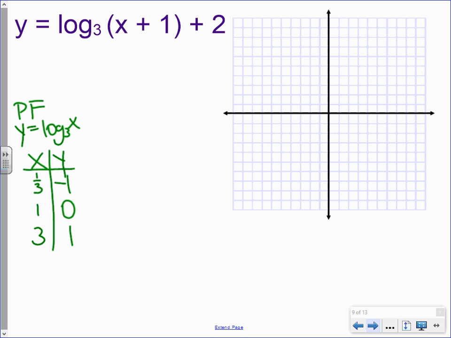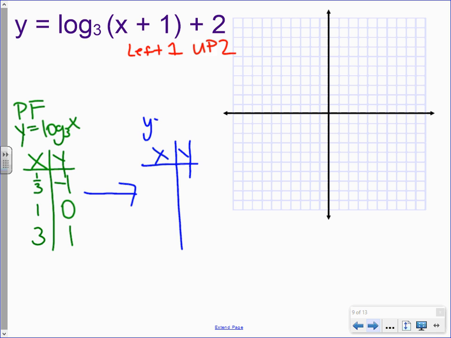So Jen, what are these transformations? Left 1 and up 2. Do you agree? Yes? Okay, so we need to take these coordinates and we need to shift them left 1 and up 2 so that we can get our new function.